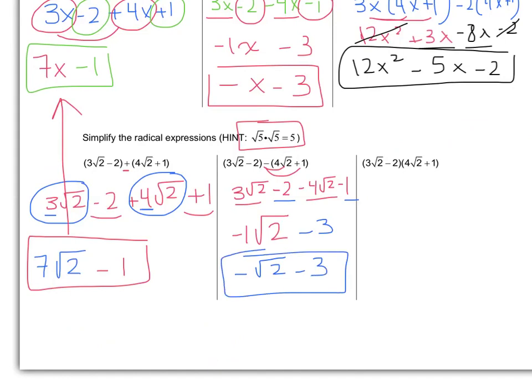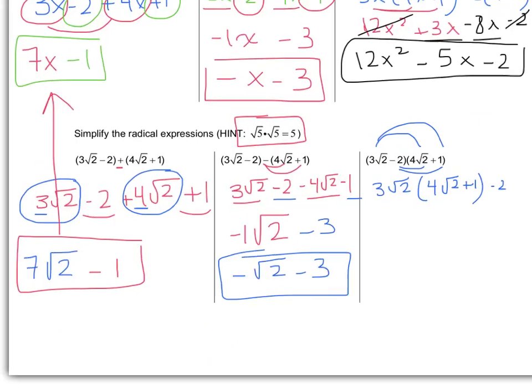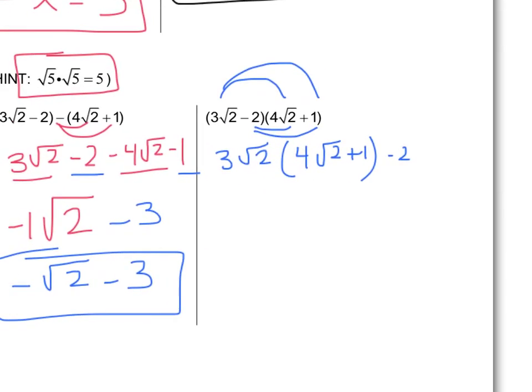Now let's move on to the last one. Now, to multiply, you multiply 3 radical 2 by both of them, so I'm going to write that down. If it makes you comfortable, please write it down. If you can do it in your head, you can do that too. And negative 2, you multiply by both of them, so negative 2. Let me make some room. So negative 2 into 4 radical 2 plus 1. So let's multiply this by this.